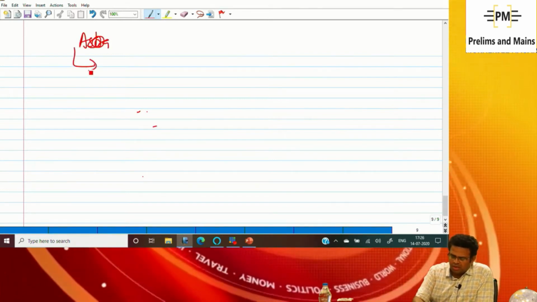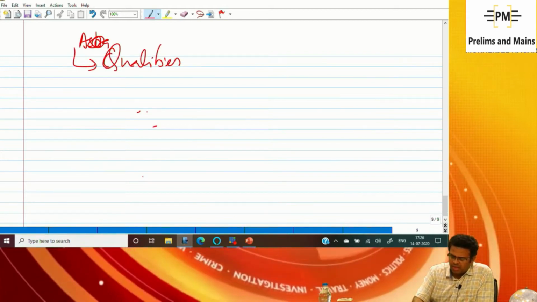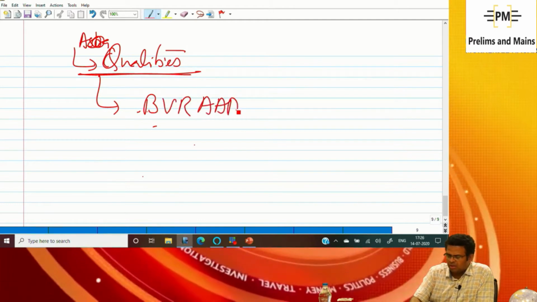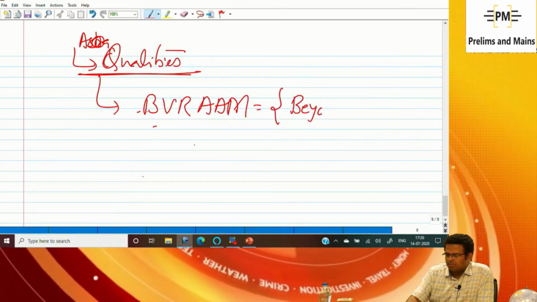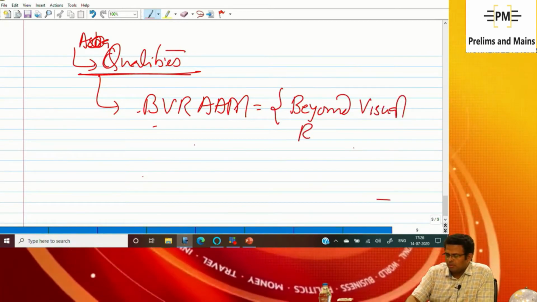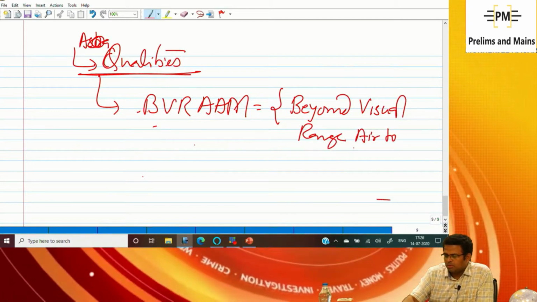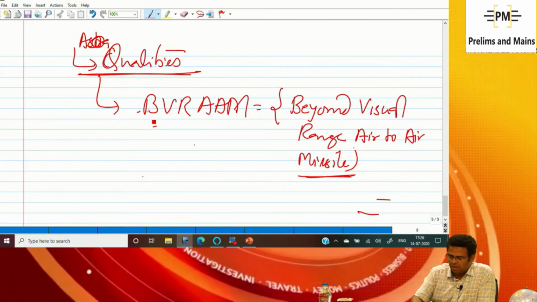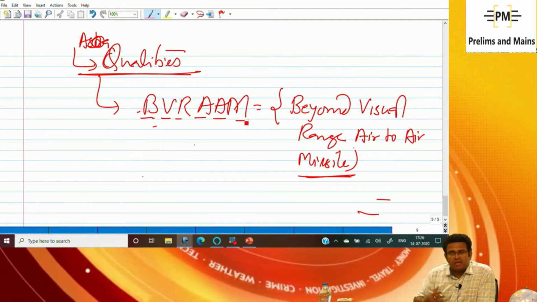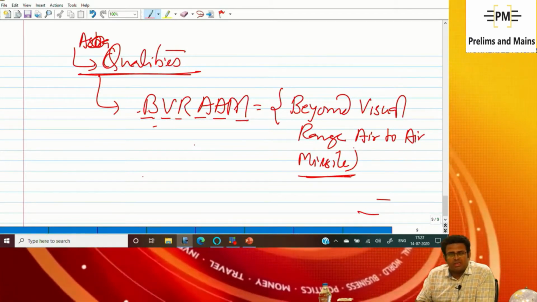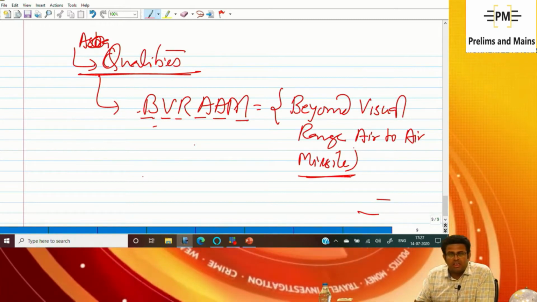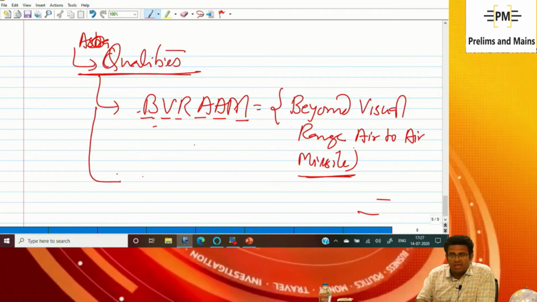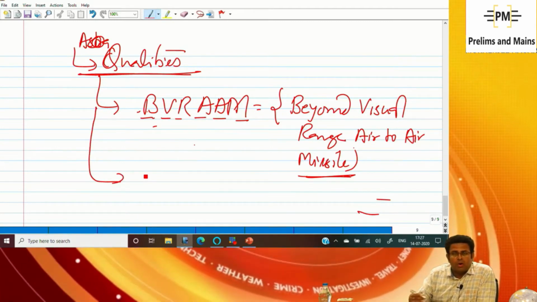Better to say, what are the qualities of these missiles? They are considered beyond visual range, air to air missiles, BVRAAM. It means that when it is hitting in the upper atmosphere, there can be cloud or foggy conditions and the visibility is not clear. Even then, they can target. These air to air missiles can work in all weather conditions.